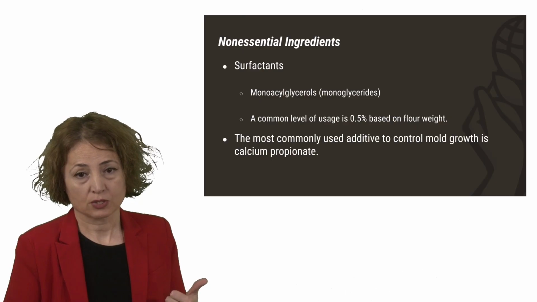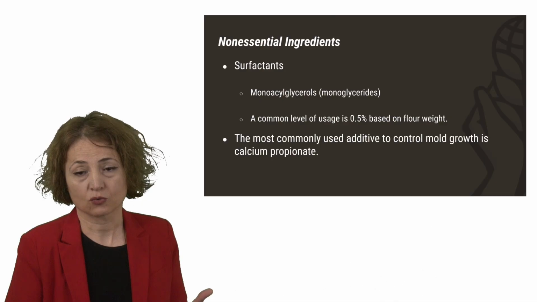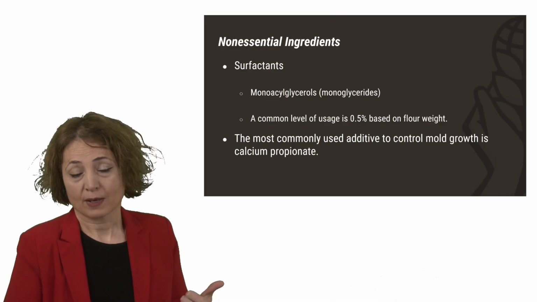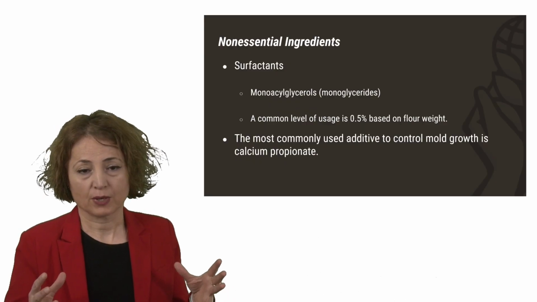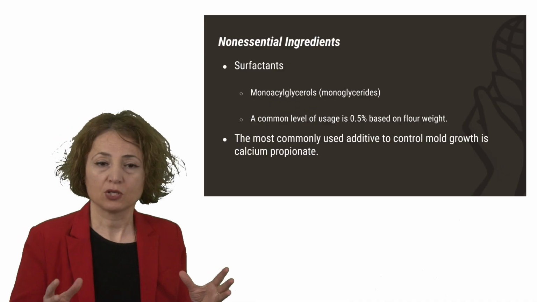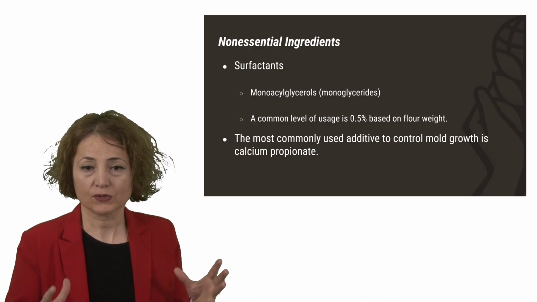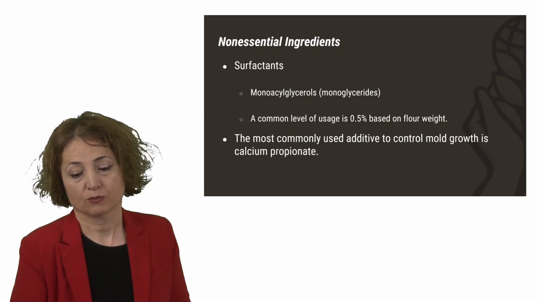Another important chemical that is very commonly used, the major reason being to control mold growth. Remember, in the United States, the most typical shelf life of baked pan bread is about 10 days at room temperature. So we need to control mold growth. The most commonly used additive to control mold growth is calcium propionate.